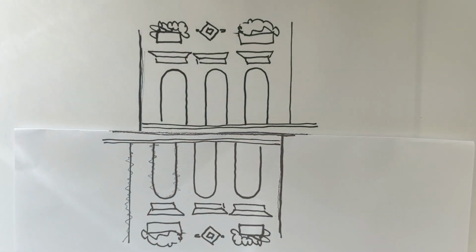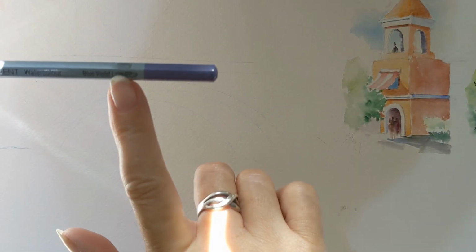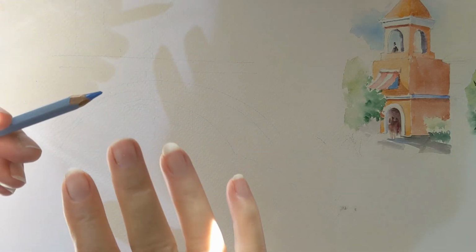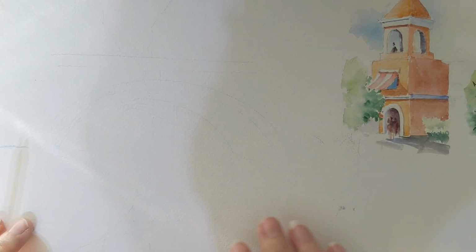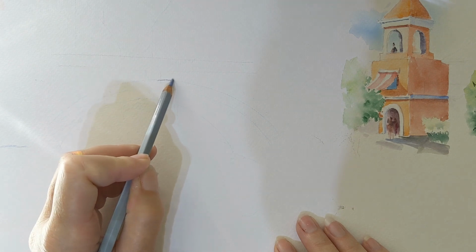Okay, let's get to drawing up our painting. So I'm using Blue Violet Lake, which is my Derwent watercolour, and it's just like a softer purple, bluey purple, so I will draw quite heavily with it.